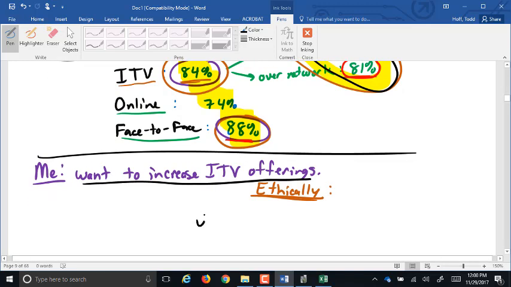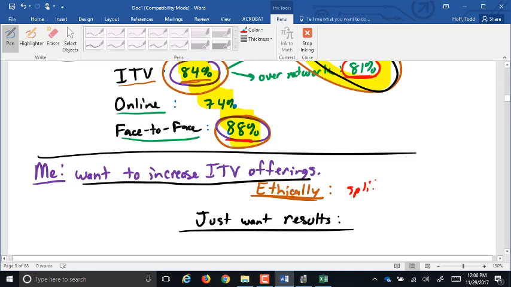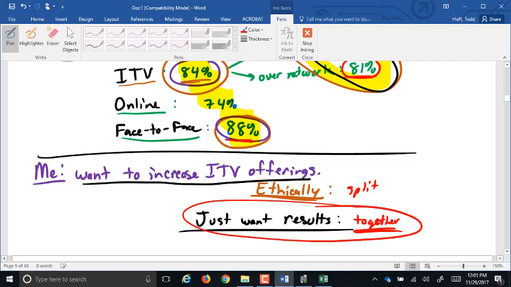If I just want results, and I don't care about ethics, which way would I show it? Ethically, I'd show them split. If I just want to convince people of stuff and get my way, I would show them together, right? Unfortunately, that tends to be the political model.